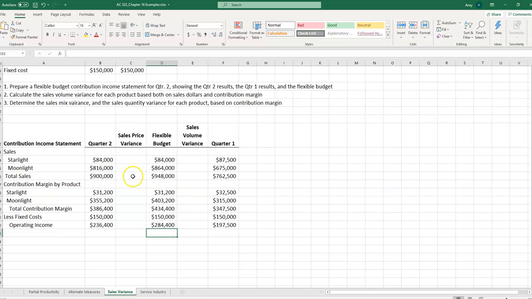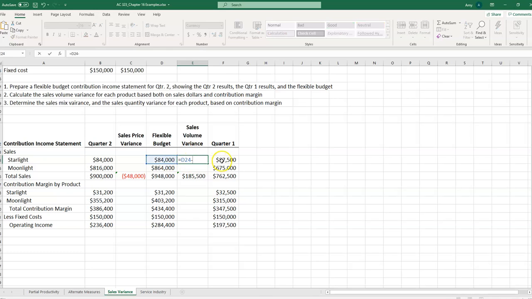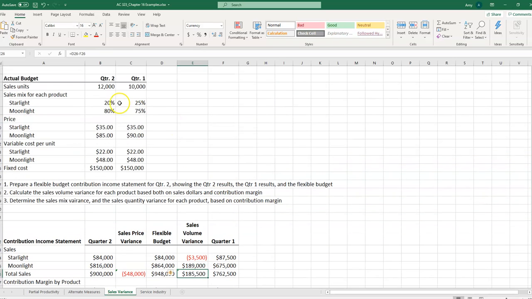And now we look at our variance. So we have a negative $48,000 variance in our sales price. But we have a positive sales volume variance. We have a negative sales volume variance with the Starlight, but we have a very positive sales variance with the Moonlight. So instead of 75% of our mix, it went up, it was 80%, and instead of the 25%, we dropped to 20%.